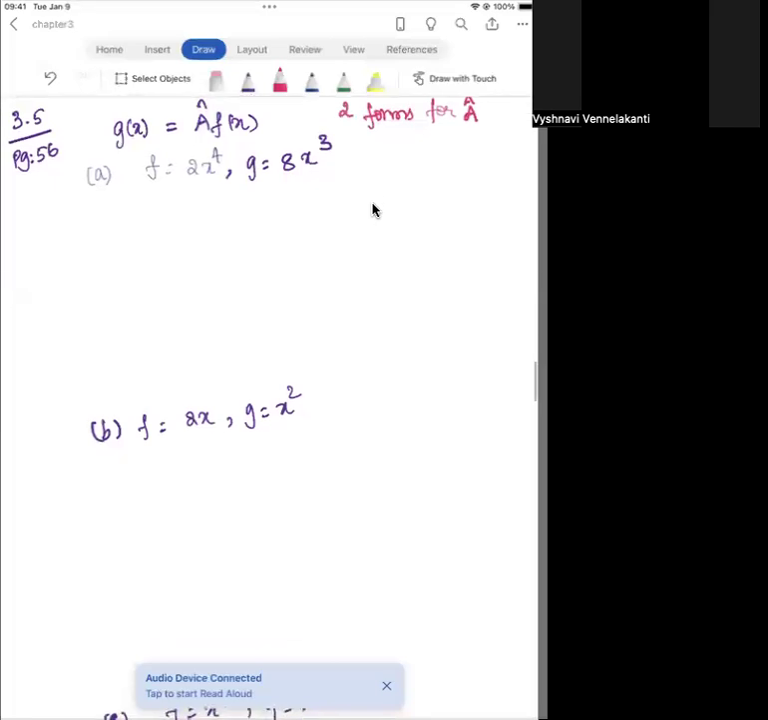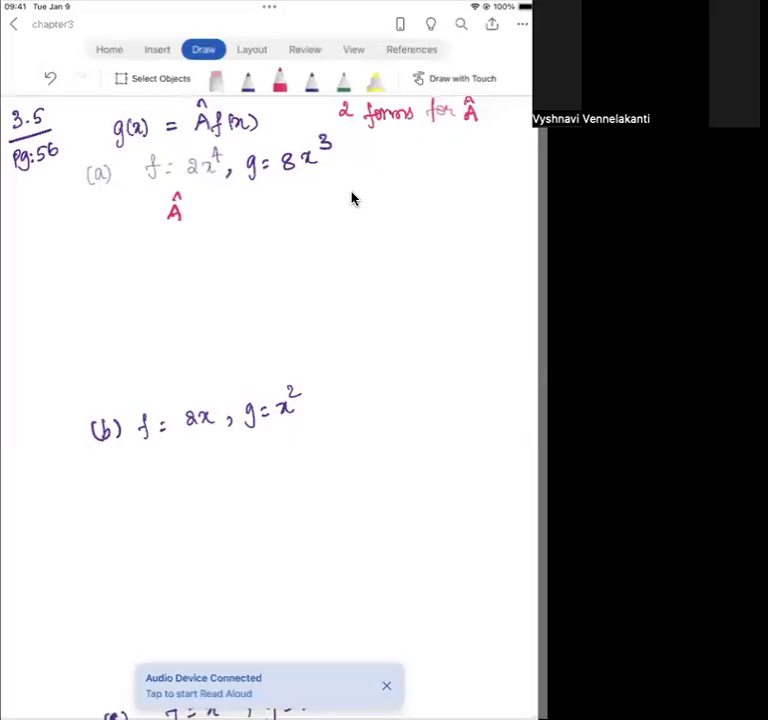So in this question, we are supposed to come up with two forms of A which satisfy this equation. G of x will be the result of A operating on f of x. And we have three options, options A, B, and C.